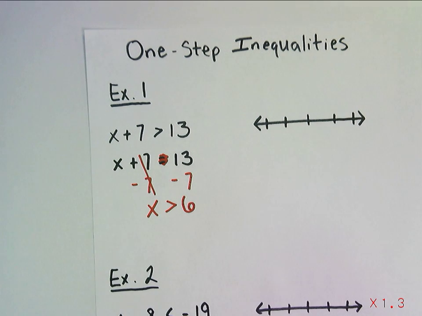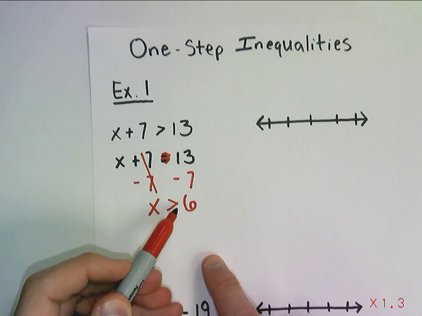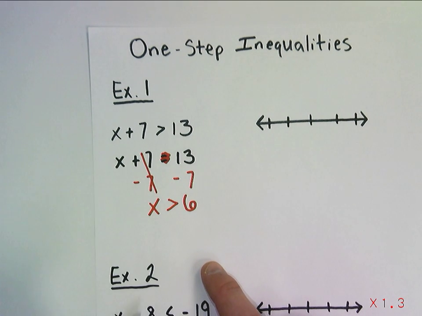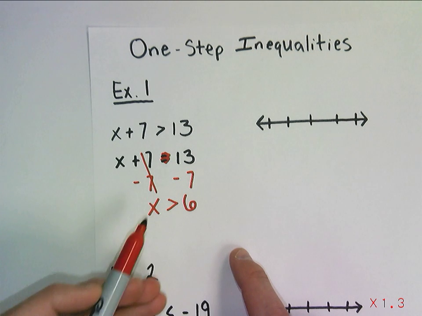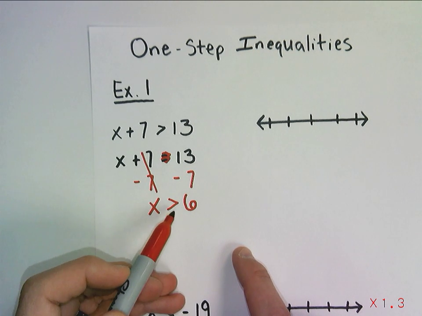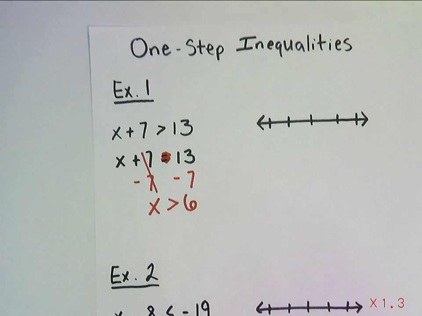Now just like we solve equations and we need a variable equal to a number, we need the same thing here with an inequality, but in this case it should be a variable, some sort of inequality symbol, and a number. So that brings us to the point where we have to graph this now.